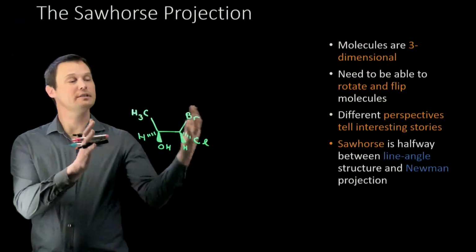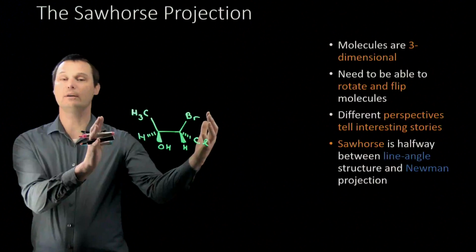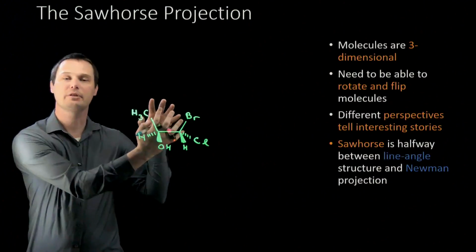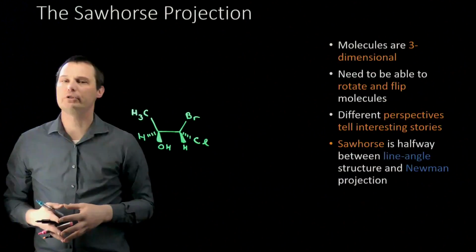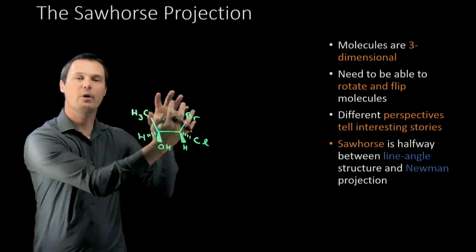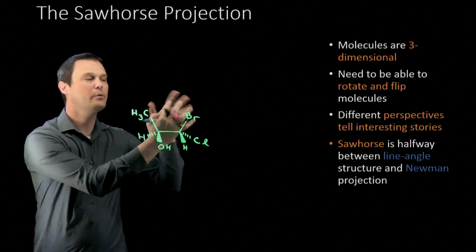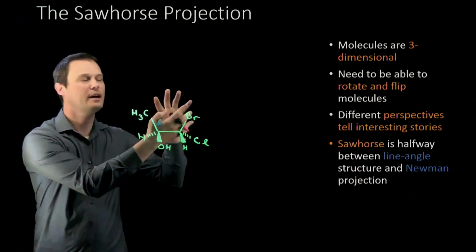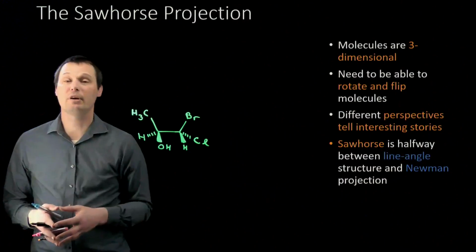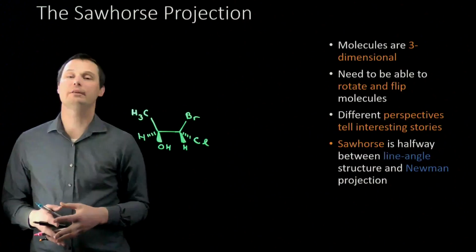The Sawhorse projection is kind of an intermediate projection between the line angle structure, which is in the plane of the board, and the Newman projection, which is a full 90-degree rotation of the molecule. You may not have gotten to Newman projections yet in the course, but that's okay. For now, the Newman projection rotates at 90 degrees so that one group's in front, one group's in back, and that way we can treat the different groups on the front and the back kind of like hands on a clock, and we can see how they're oriented relative to each other.